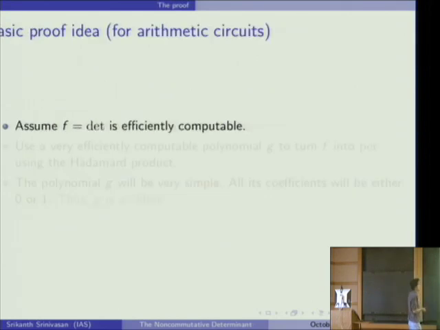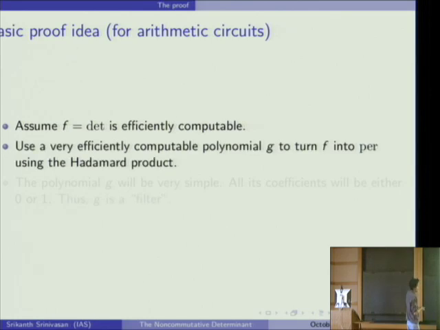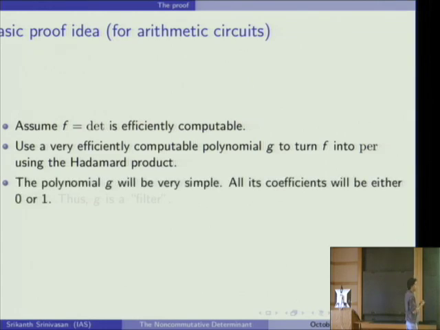Okay. So assume that the determinant is efficiently computable. Again, the idea here is to use a polynomial g that's computable by an ABP to turn f into the permanent using this notion of Hadamard product. The polynomial g we come up with will be extremely simple. All of its coefficients will be either 0 or 1. So you can think of this g as simply a filter polynomial. You've got the determinant, which has lots of coefficients. g simply filters some of them out, and somehow that already looks like the permanent. Okay. So a fairly simple process.